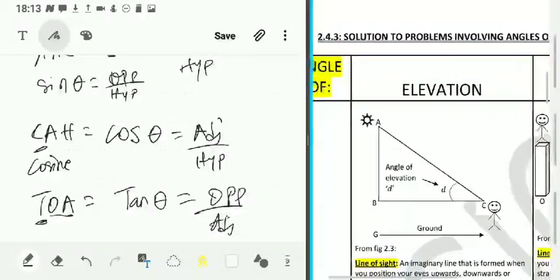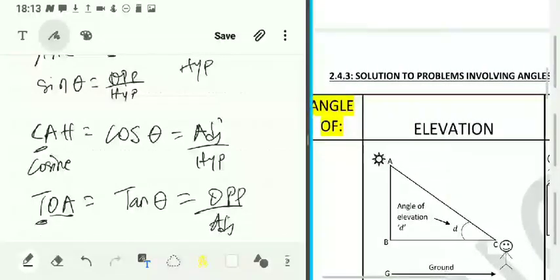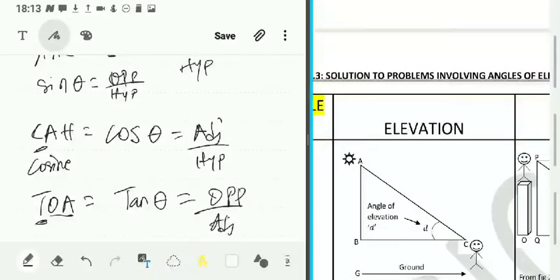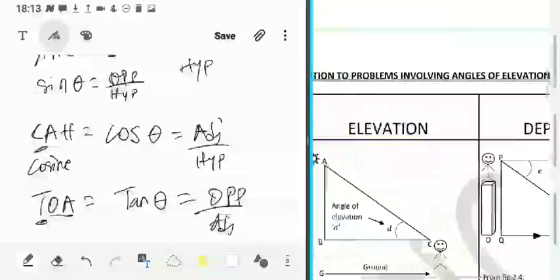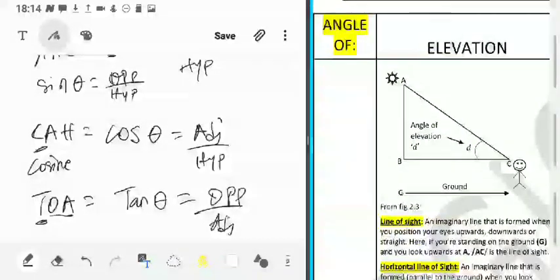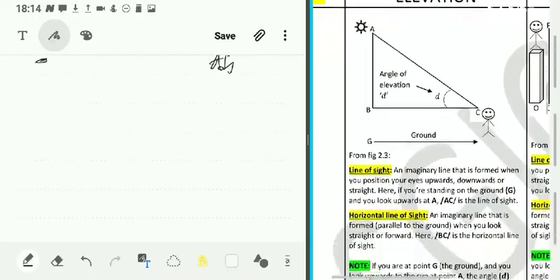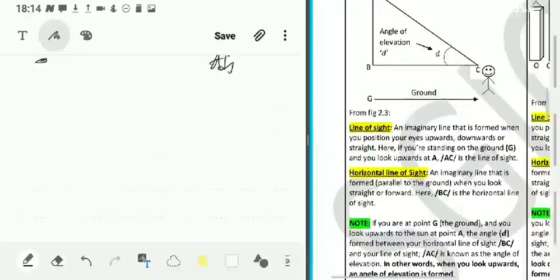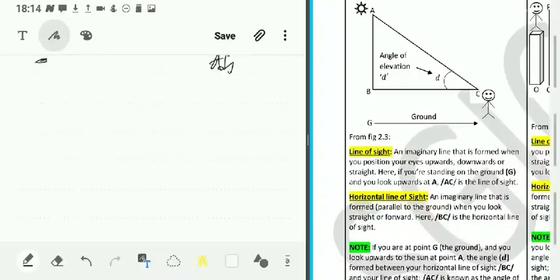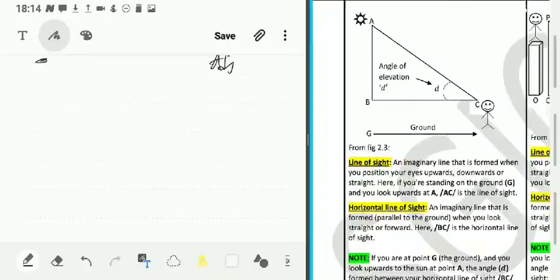Now let's move to the next subtopic, solutions to problems involving angles of elevation and depression. We're going to be looking at angles of elevation and depression here, and like I said, I would not assume that you have previous knowledge about it. I'm going to be explaining so that you get it once and for all. I took my time to make some illustrative diagrams and I hope it helps. Now look at this diagram. Let's assume someone is standing at this point.